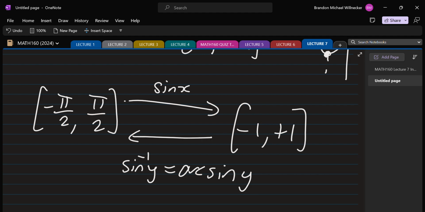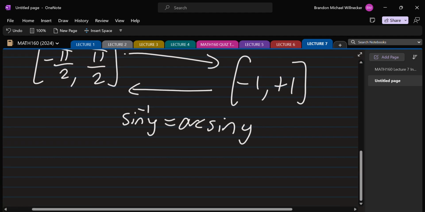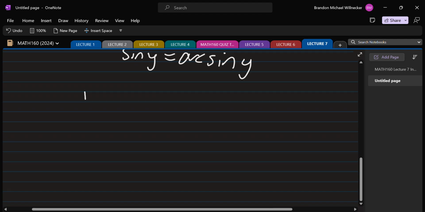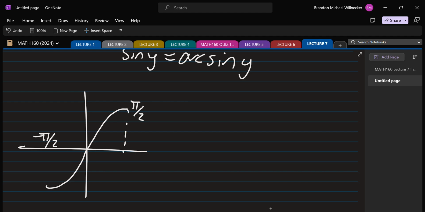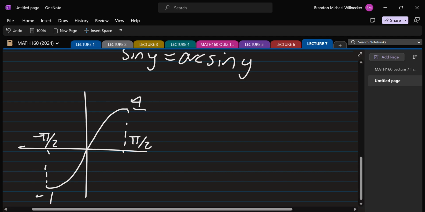Now let's sketch these two. The sine bit is going to look like that. Here will be minus pi over 2, and here will be pi over 2. Those are the x values there. Let's put that there. That will be 1, that will be minus 1. Yes?